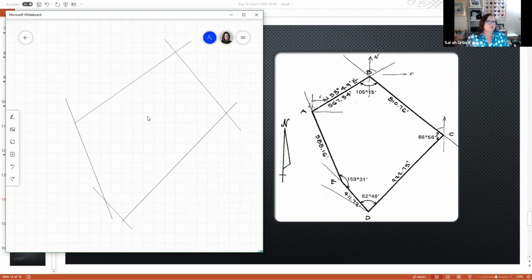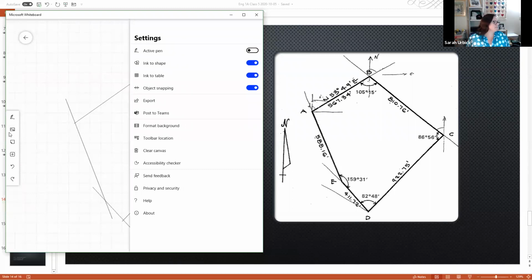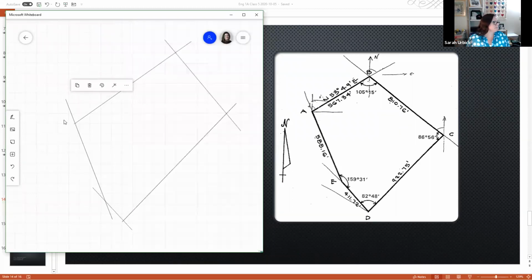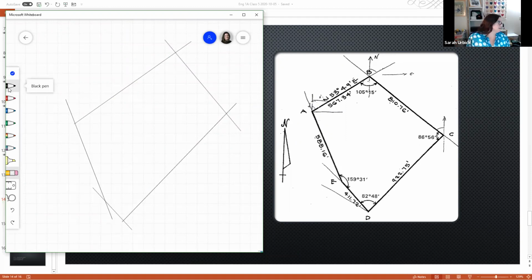So to begin, let's see. Oh, now I can't remember how to get my, where's my text? Hell. All right. Seriously, I've lost my little text thingy. All right.